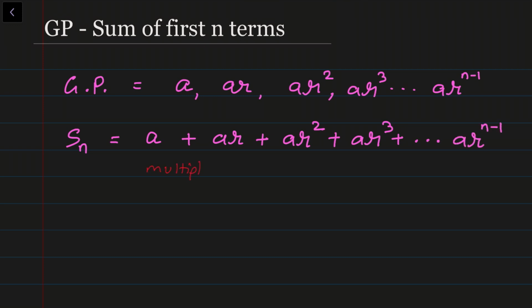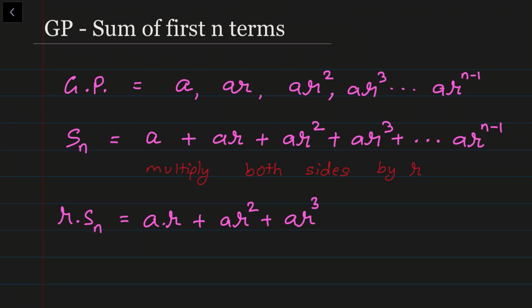To achieve this, we multiply both sides of the equation by the constant ratio r. This gives r times the sum of n terms on the left side, and on the right side each term has its power of r increased by 1. We obtain ar plus ar squared plus ar cubed plus ar raised to 4, and so on up to the last term, ar raised to n.